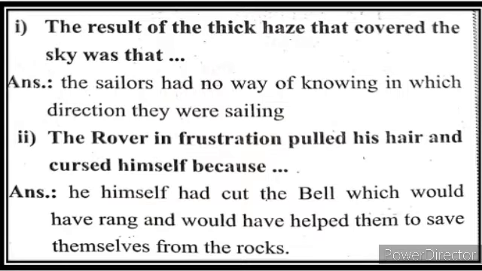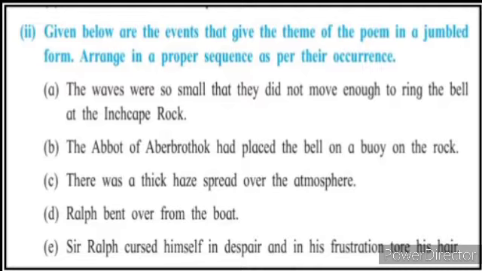Second, the rover in frustration pulled his hair and cursed himself because he himself had cut the bell which would have rung and would have helped them to save themselves from the rock. Given below are the events that give the theme of the poem in a jumbled form. Arrange them in a proper sequence as per their occurrence.